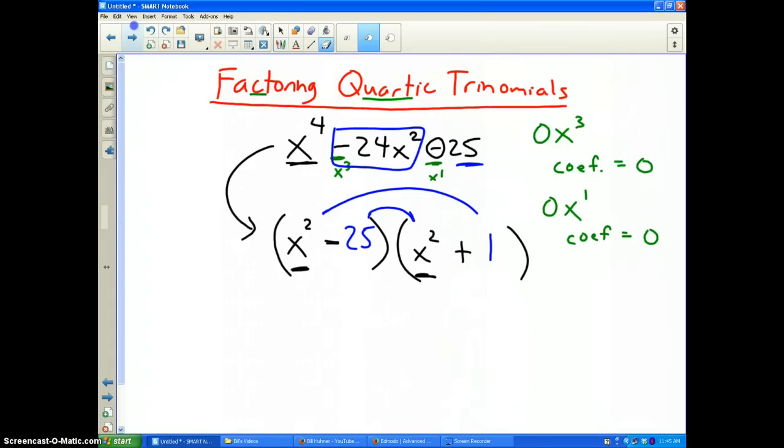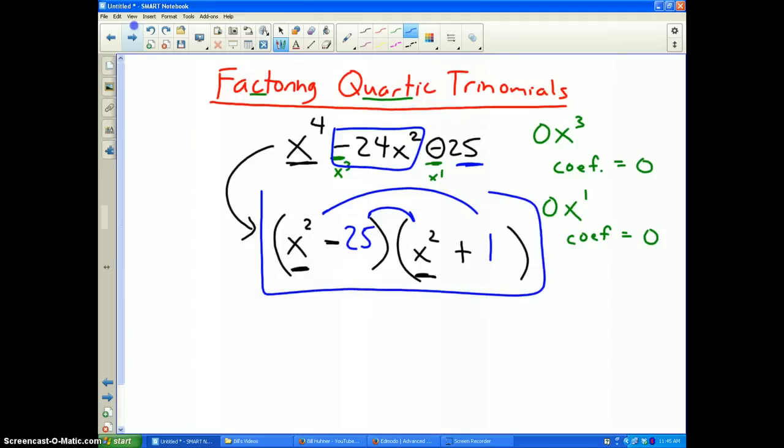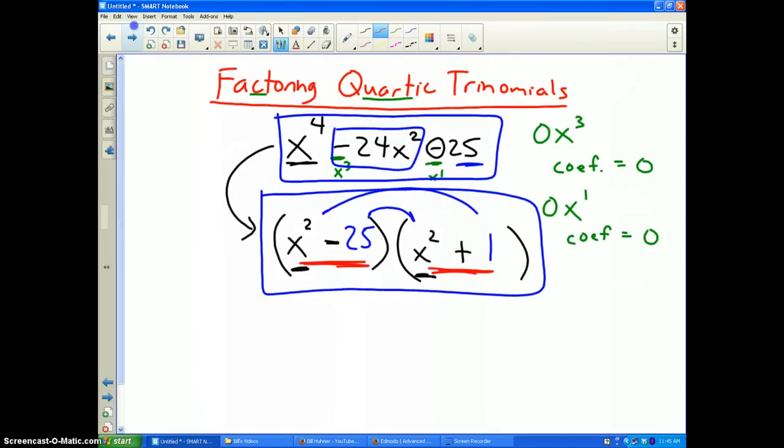So therefore, I have in the box my two factors of my quartic trinomial, which is in the blue box. Now I've got to inspect. Can I still break these down further? Well, x squared plus 1 is not factorable, but I will notice that x squared minus 25 is. And hopefully from our quadratic unit, you know very simply that this is x plus 5 times x minus 5. Upon close inspection, you could figure that out. And then this one, since it's not factorable, just tags along, x squared plus 1.